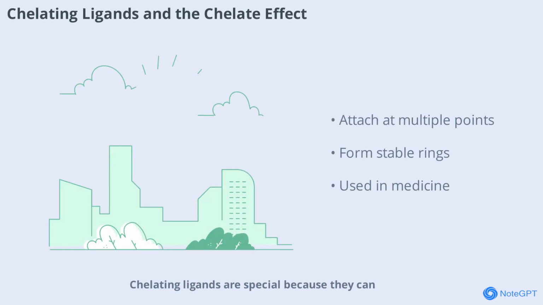Chelating ligands are special because they can attach to the central metal at multiple points, forming ring-like structures. This multipoint attachment greatly enhances the stability of the coordination compound, a phenomenon called the chelate effect. Common chelating agents include EDTA and ethylenediamine. Chelating ligands are widely used in medicine to remove toxic metals from the body and in industry for water treatment.